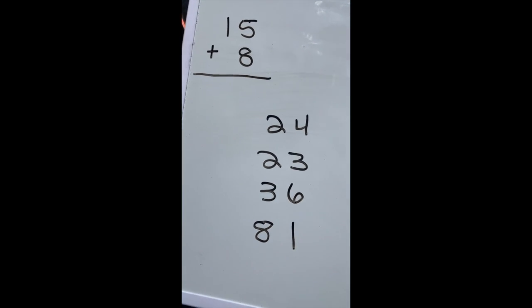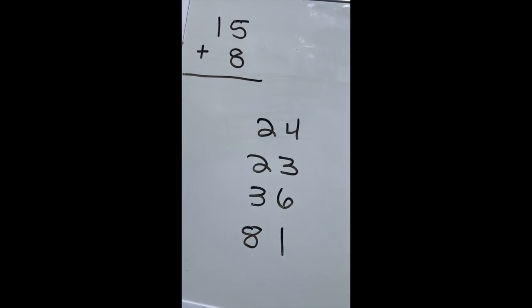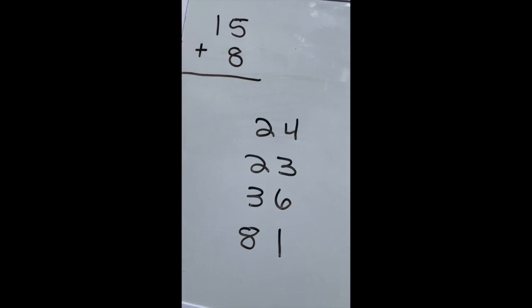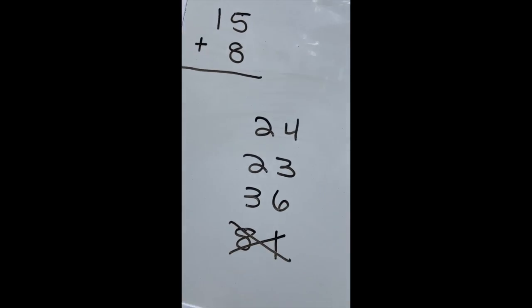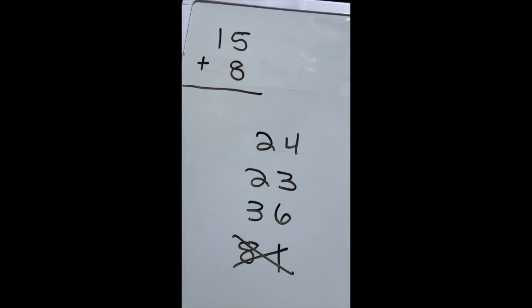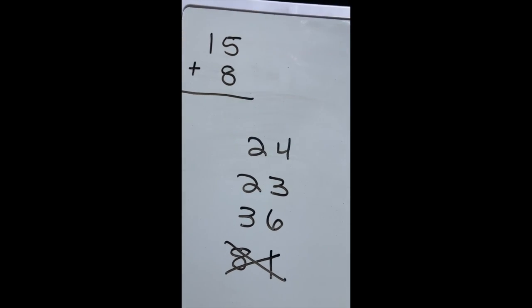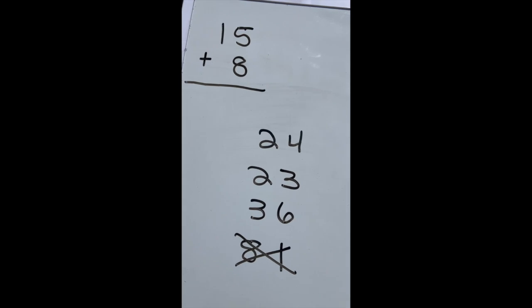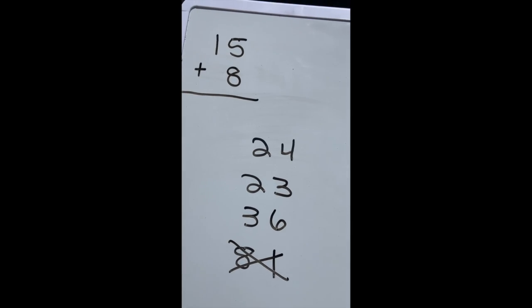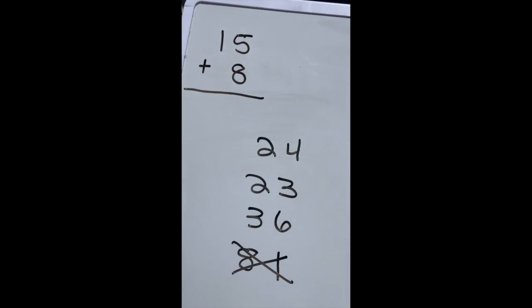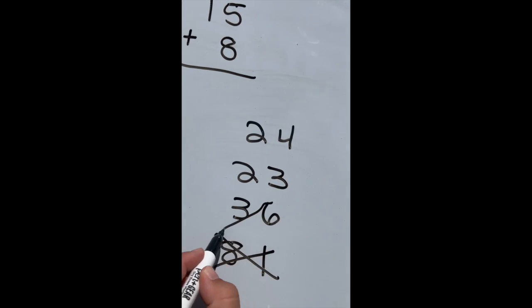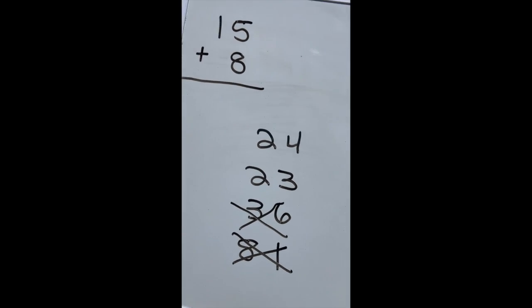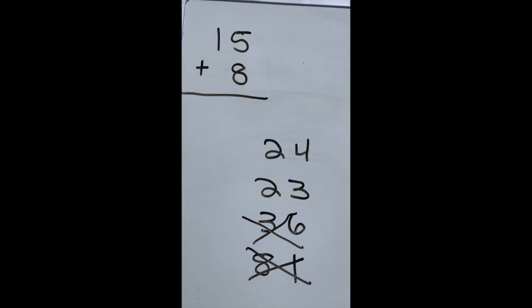Next, they would tell me that 81 just completely does not make sense because we're starting with 15 and only adding 8, so that would not make sense. Then they would tell me that 36 wouldn't make sense either because they know that 15 plus 15 equals 30, and we're not adding 15 to 15, we're adding less than 15, so they would know that it has to be under 30, so 36 would also be crossed out. Then we would be left with 24 and 23.